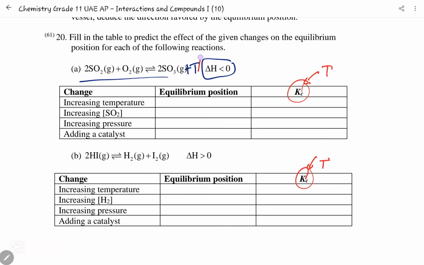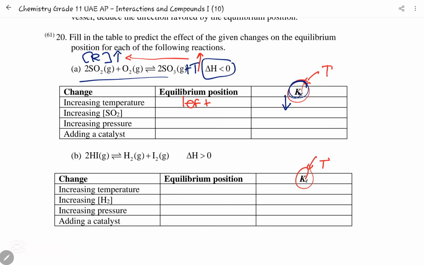Then there is a change. There is an unstable balance. I have excess temperature, so I need to shoot it to the other side with less temperature, which is the left side. So equilibrium position shifts to the left. Now remember, temperature is the only thing that affects the equilibrium constant. So if I shift it to my left, the concentration of my reactants increases. Since my concentration of reactants increases, then what will happen to K equilibrium? It will decrease, okay?